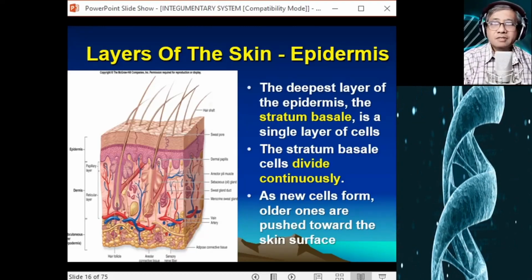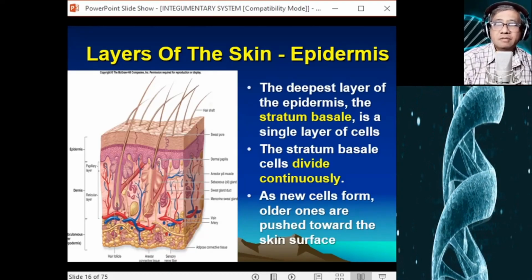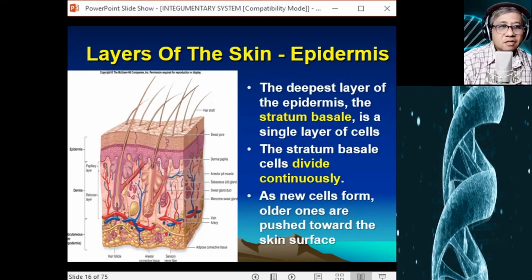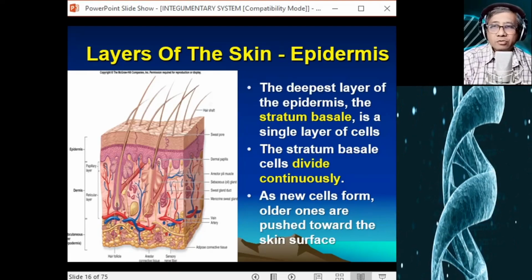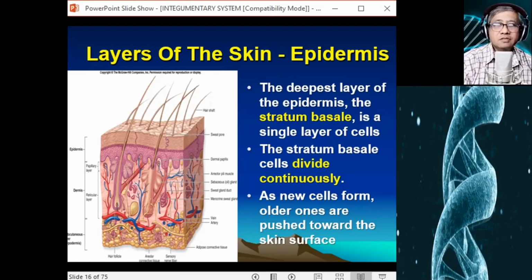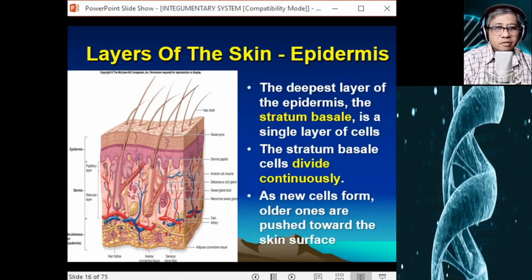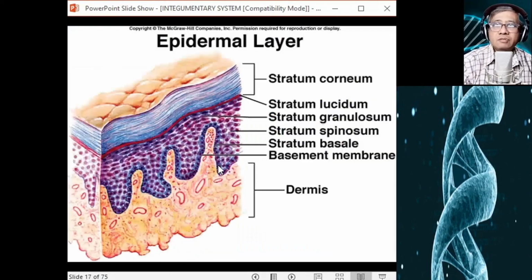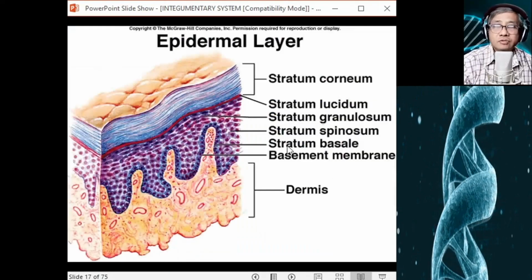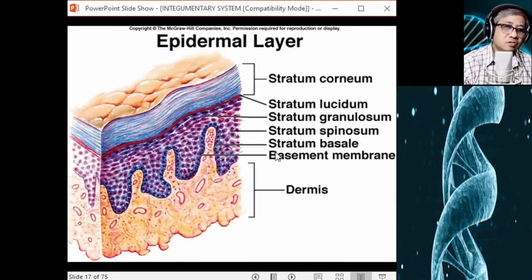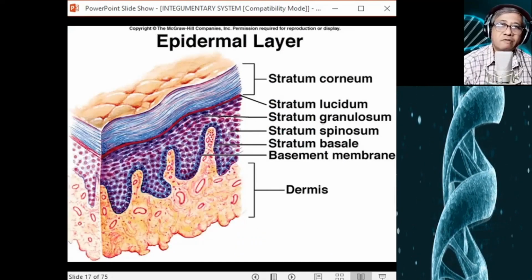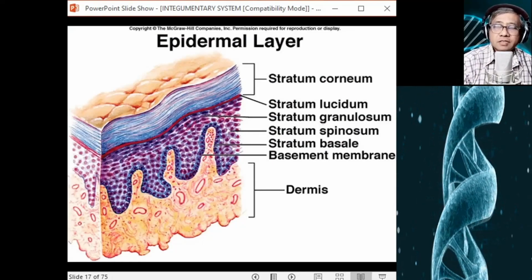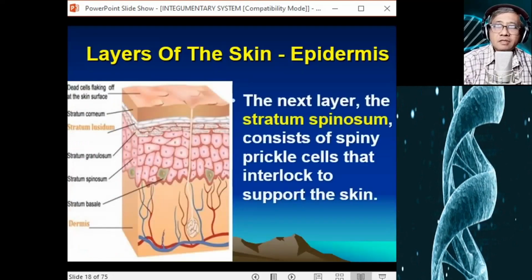So that's what happens in the basal layer, or stratum germinativum or stratum basale. The cells here are actively dividing through mitosis. And as new cells form, the older cells above it are being pushed towards the skin surface. Alright, so that's the function of the stratum basale, which is a highly regenerative layer of the epidermis. Alright, now above the stratum basale is stratum spinosum.